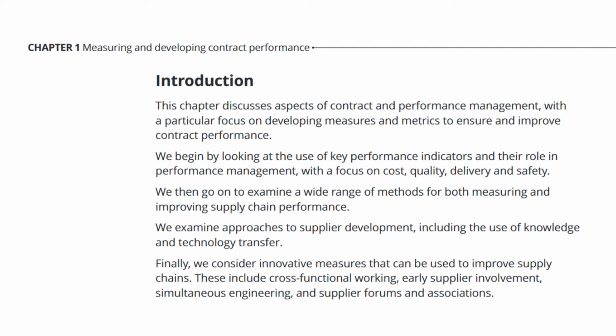We begin by looking at the use of key performance indicators and their role in performance management, with a focus on cost, quality, delivery, and safety. We then go on to examine a wide range of methods for both measuring and improving supply chain performance.